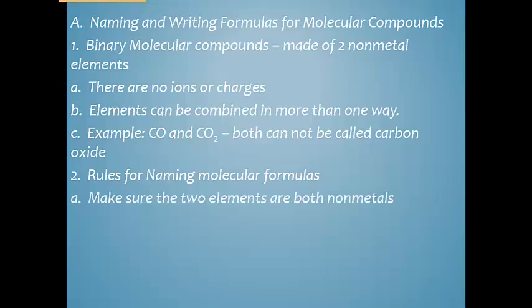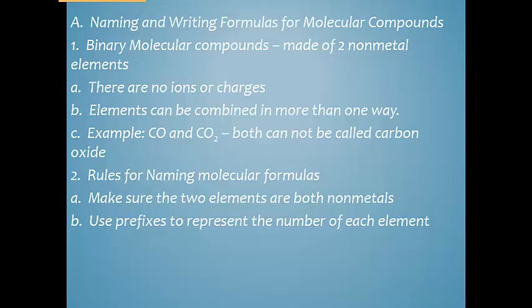So first of all, you want to make sure that your two elements are both nonmetals. So eventually you're going to have some worksheets that have ionic mixed with covalent, and you're going to want to make sure that first of all you do have a covalent bond, that they are molecules, or you'll have to follow the other set of directions. We're going to be using prefixes to represent a number for every element, and there will be a chart that you'll want to refer to.